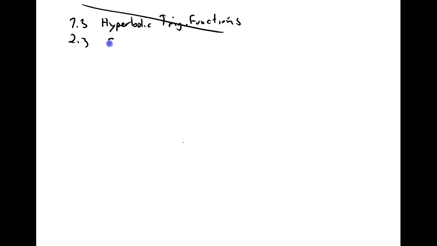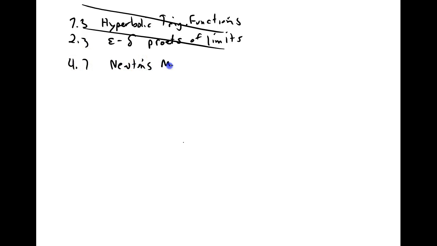2.3, epsilon delta proofs of limits. It showed up on last spring's final, but not on this. 4 point, gosh, I'm going to get this number wrong. Newton's method. I don't know what it's called. I don't know what section. 4.7. Thank you. Newton's method to help you find roots.